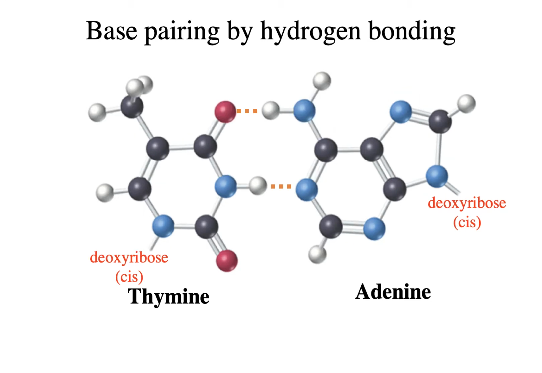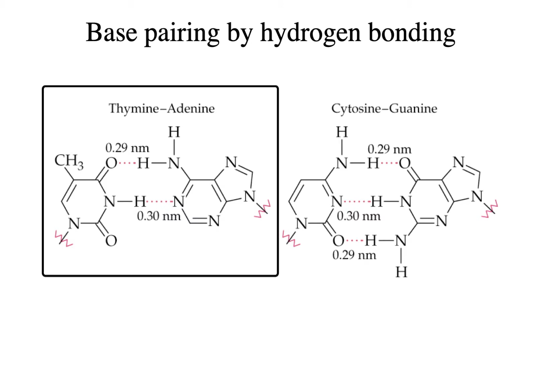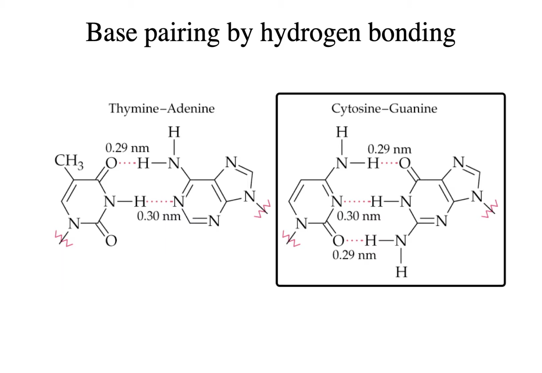So you can see how those base pairs and those bases sit one on top of the other in the middle of the DNA molecule. Again, here are the base pairs. There's an AT pair, and the length of the hydrogen bond in each is about 0.29 to 0.3 nanometers. And there are two such hydrogen bonds. And then in a cytosine guanine base pairing, there are 3 hydrogen bonds ranging from 0.29 to 0.30 nanometers.